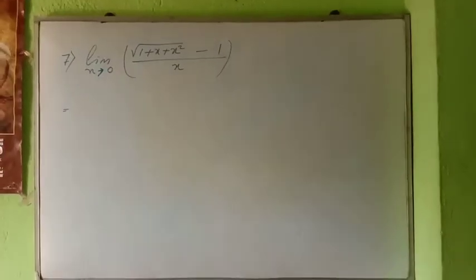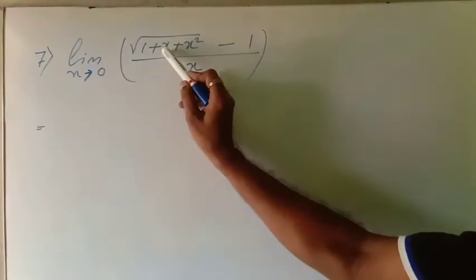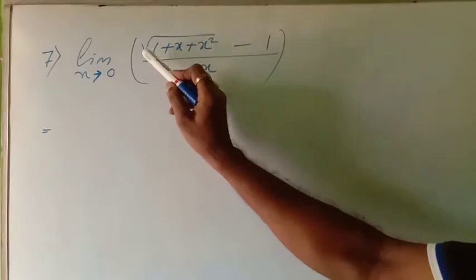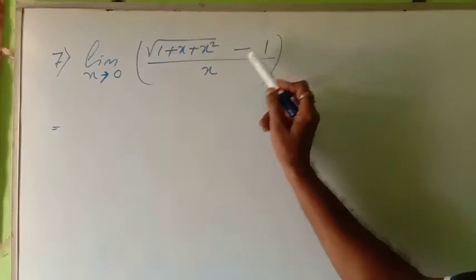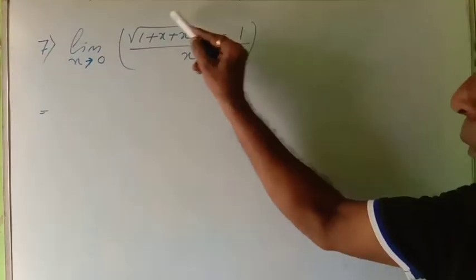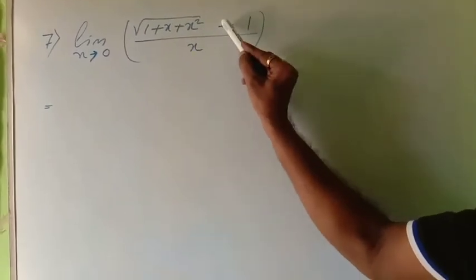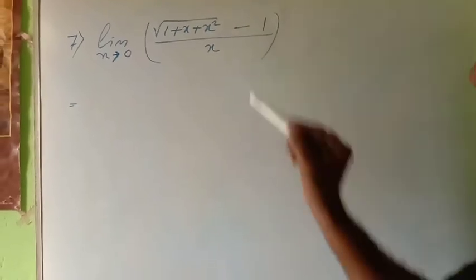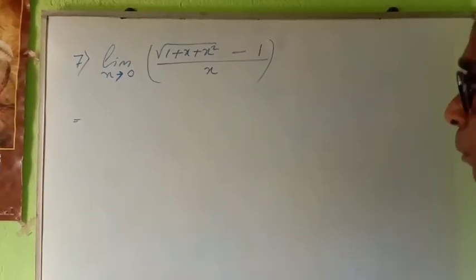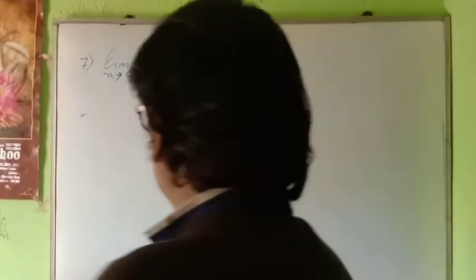See the question number 7: limit x tends to 0, square root of 1 plus x, minus 1, by x. This type of question you have to see very carefully. If this type of question comes in the exam, you have to rationalize the numerator. Means you have to multiply both numerator as well as denominator.